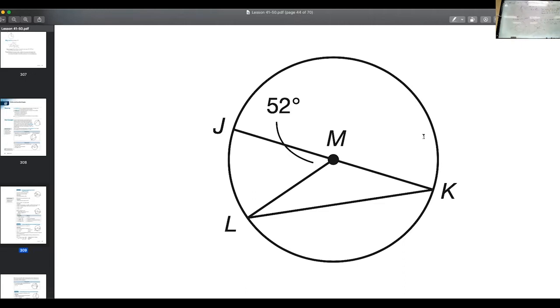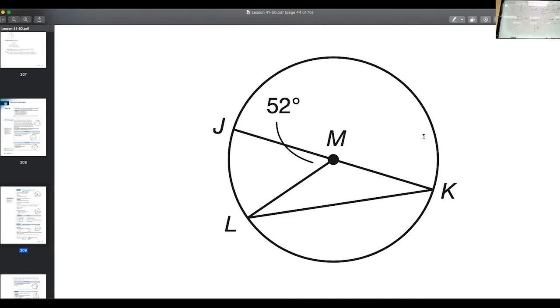Okay, what angle do you want to start with? JLK would also be 52. Okay, so this is a 52-degree arc. Yep. JML. JML is already given to us, it's saying 52 degrees. Anyways, what about LK, the arc of LK?